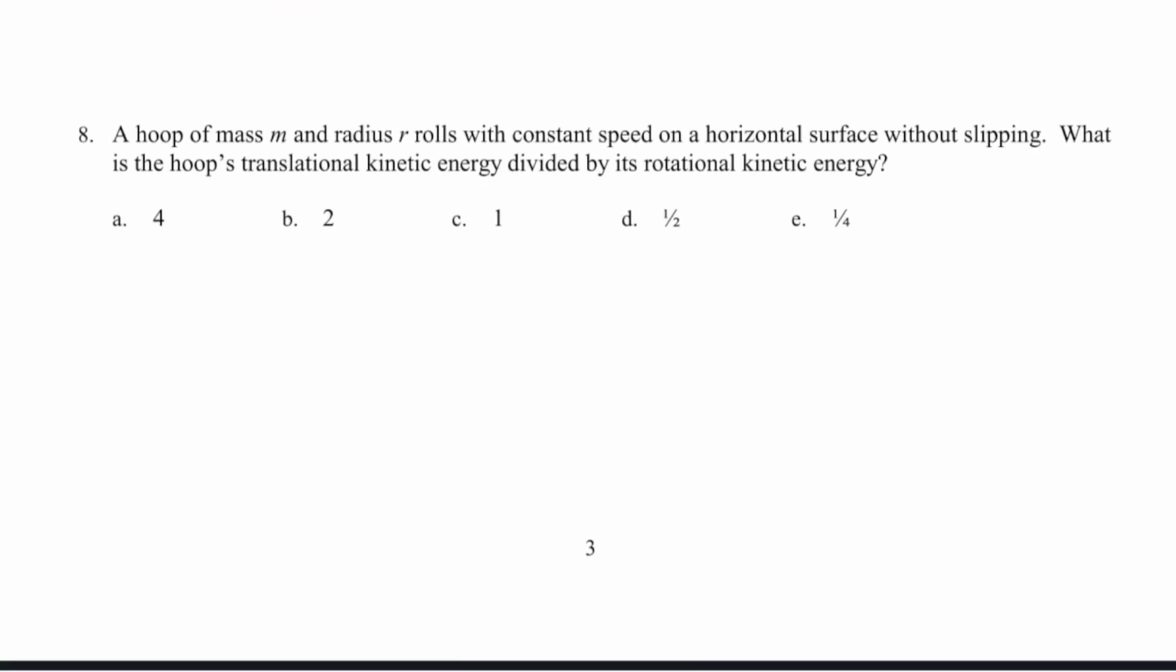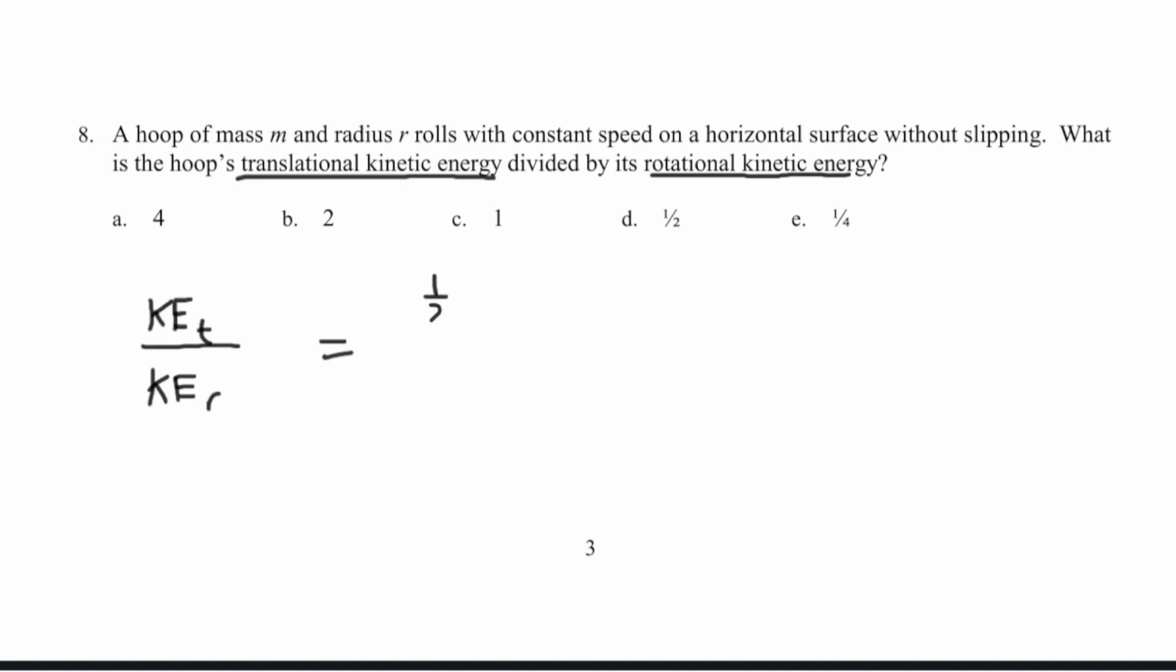A hoop of mass m and radius r rolls at constant speed without slipping. What is the hoop's translational kinetic energy divided by its rotational kinetic energy? So let's just write what it wants. Translational kinetic energy divided by its rotational kinetic energy. So we want KE from translation divided by KE from rotation.